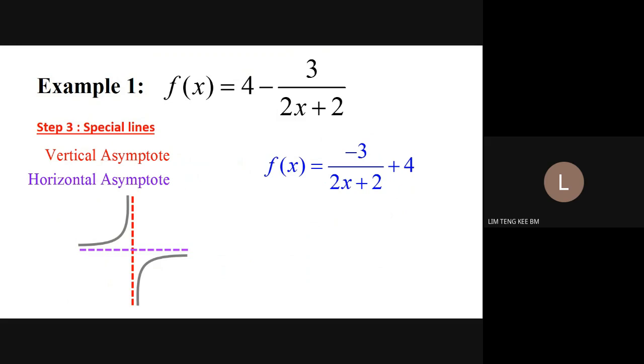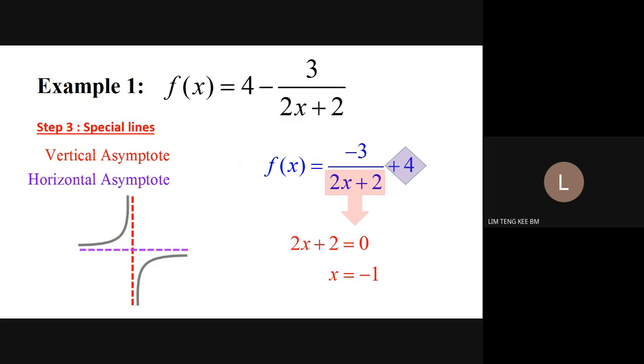And how do we get the answer? Let us begin with the calculation of the vertical asymptote. To get the vertical asymptote, I focus on the denominator where I have 2x plus 2, the linear expression. I make it equal to 0. I get x equals minus 1. So this gives me the answer for the vertical asymptote.